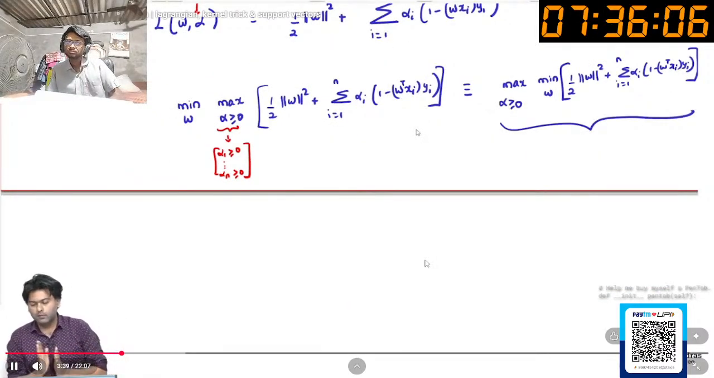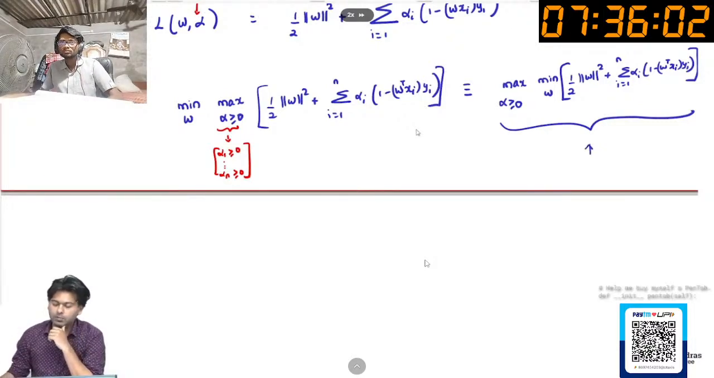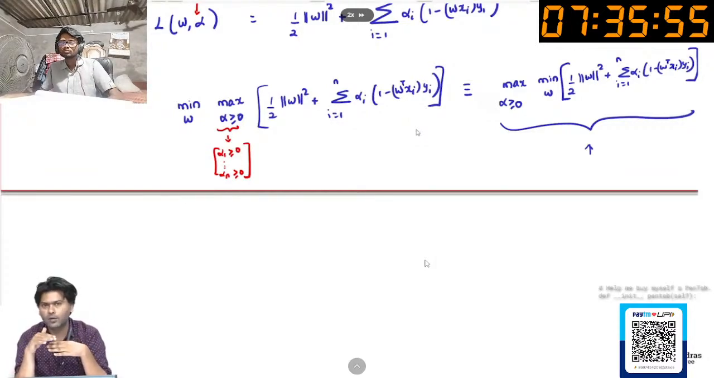Now, the reason why this problem on the right hand side might help us is because of the following fact. Earlier, if I give you a w, if I fix a w and try to evaluate the max problem, that is a maximization over alpha greater than or equal to 0.